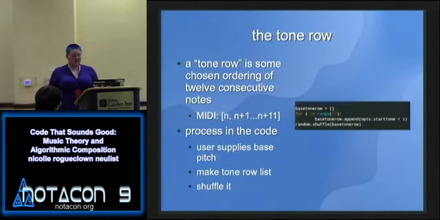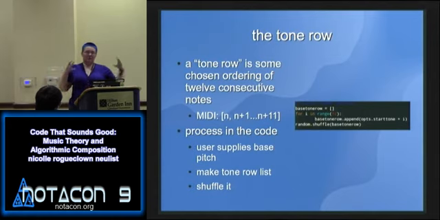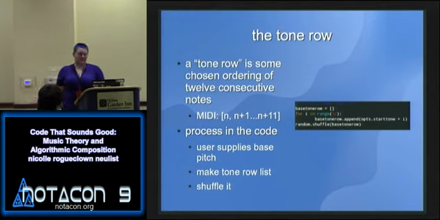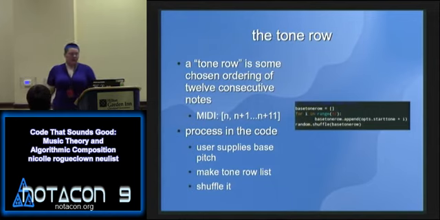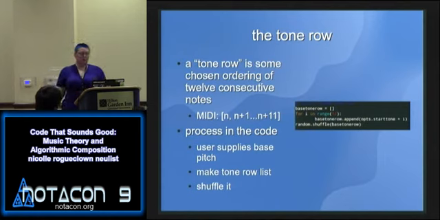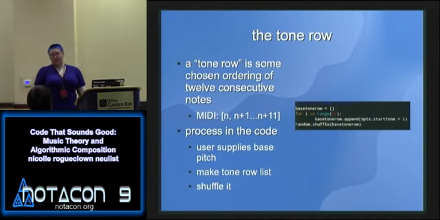How do you make a tone row in Python? That's actually pretty simple. A tone row is just some ordering of 12 integers in a row. That's really all it is in a piece of code. So I start with a list. That base tone row is just an empty Python list. And then I make a list of just 12 in a row. And in that piece of code, that start tone is a parameter supplied by the user. And then it starts with that plus 1, that plus 2, all the way up to that plus 11. And then it shuffles it into some kind of random order with the random.shuffle method. And that's really all it is. That's all you need to create a tone row.